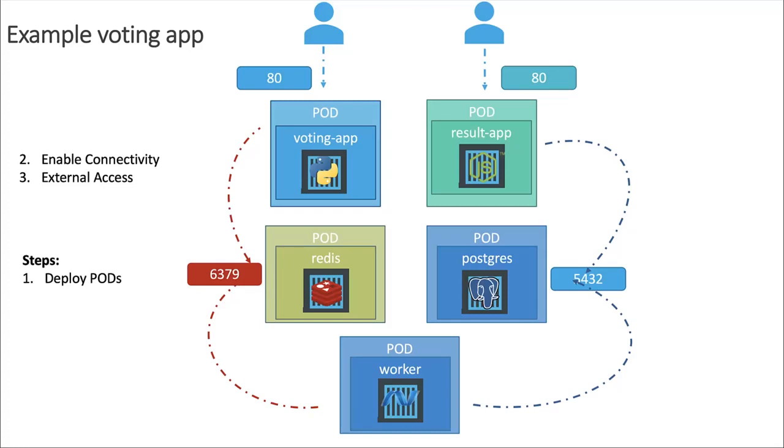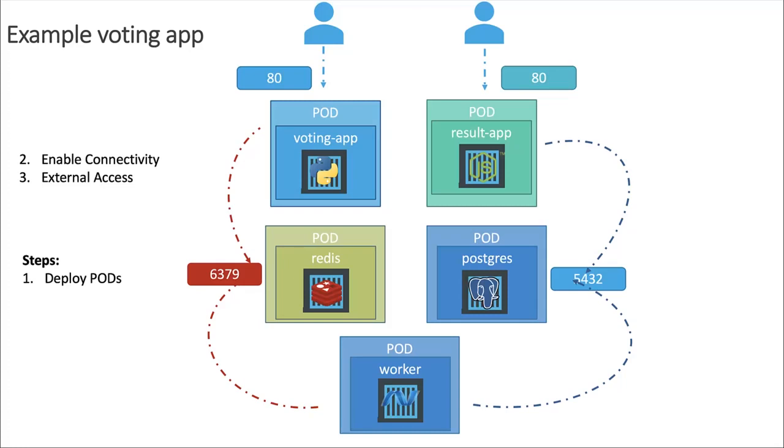So how do you make one component accessible by another? Say, for example, how do you make the Redis database accessible by the voting app? Should the voting app use the IP address of the Redis pod, perhaps? No, because that can change. The IP of the pod can change if the pod restarts. And you may also run into issues when you try to scale your applications in the future. The right way to do it is to use a service.